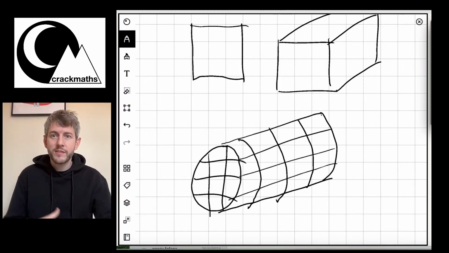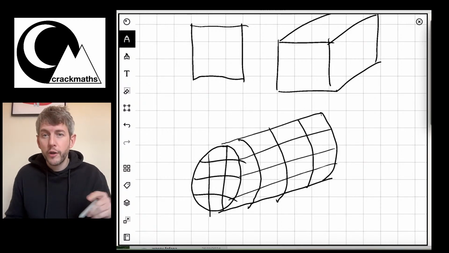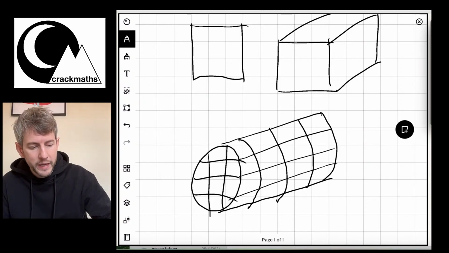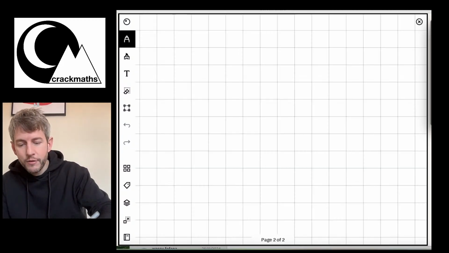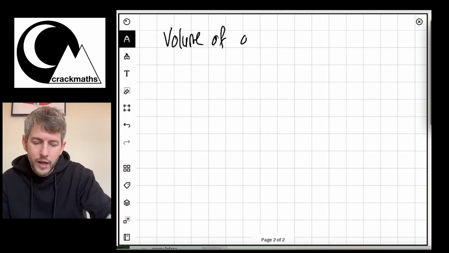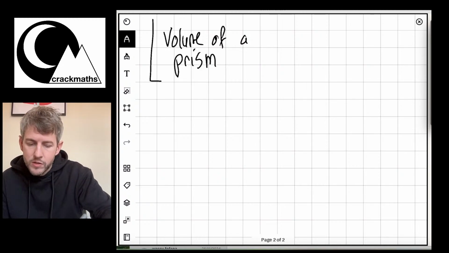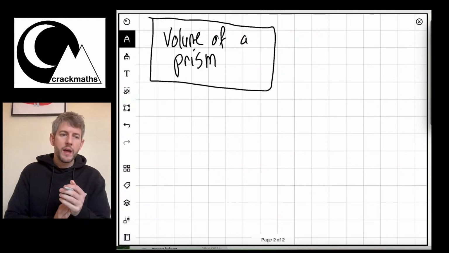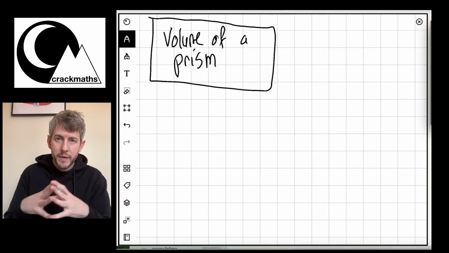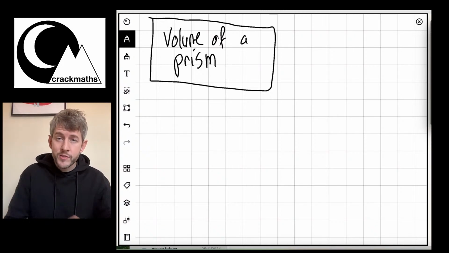Okay? And this takes us to the main formula that you need to know for volume in functional skills maths. And that main formula is this, okay? It's volume of a prism, okay? So volume of a prism. And essentially a prism is any shape, any two-dimensional shape that is then stretched to be a three-dimensional shape. So let me draw some out.